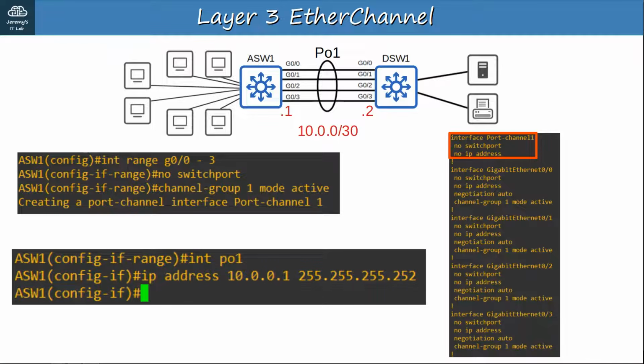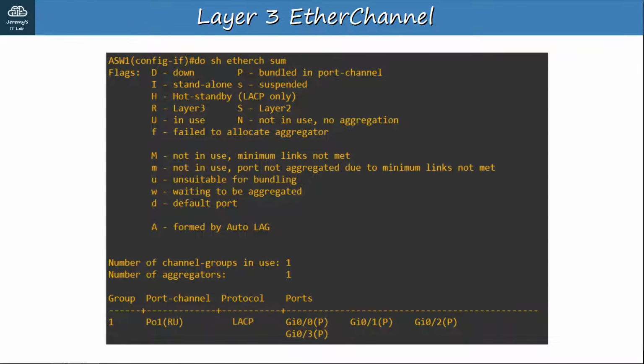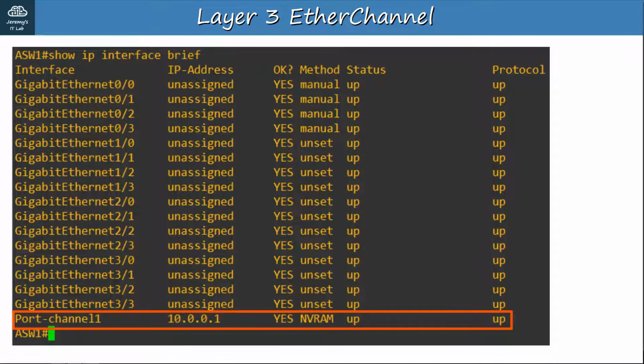Now let's check the show etherchannel summary command once more. So the only difference in the output is that instead of the uppercase S flag, it has the R flag. What does that mean? It means it is a layer 3 EtherChannel. R stands for routed port. In the output of show ip interface brief, you can see the IP address configured on port channel 1.